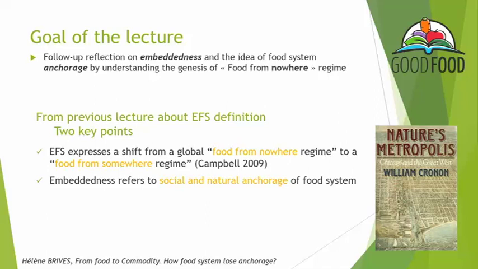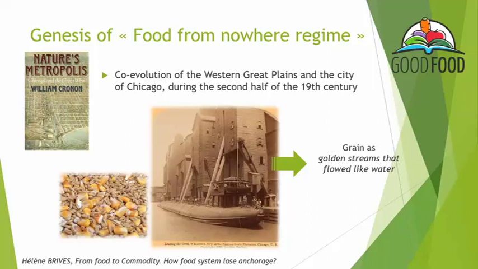These 2 points are masterfully illustrated by the story told by William Cronon in his book Nature's Metropolis. Cronon told the story of the co-evolution of the western Great Plains, once the Great Bison Grasslands, and the city of Chicago during the second half of the 19th century. In doing so, he showed the genesis of the food from nowhere regime.